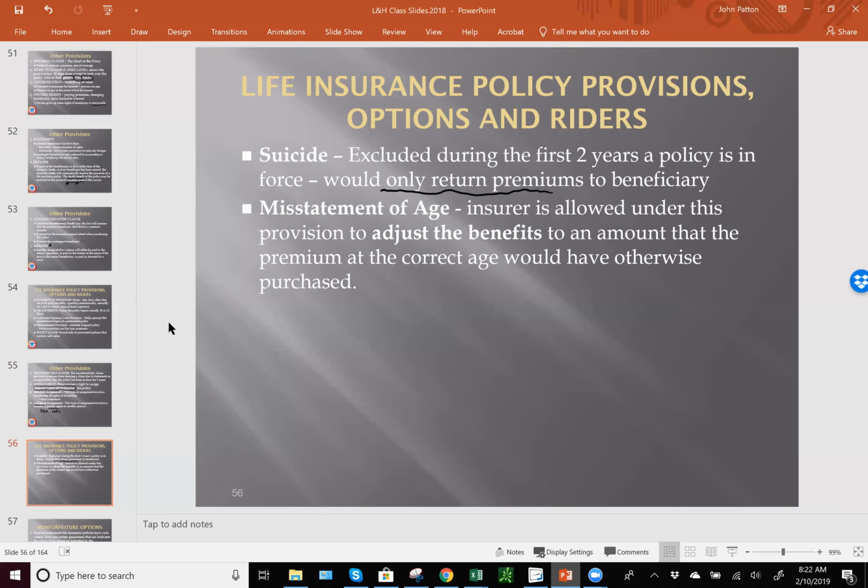And the misstatement of age provision. Now, this misstatement of age provision is included in a policy. It trumps the 2-year period of incontestability, because even after 2 years, as long as a policy is in force, if the insurer finds out the insured lied about their age on their application, they're not going to deny a claim. What they are going to do is adjust any benefit they pay out based on the premiums that they've been paying that whole time. So they're not going to deny a claim. It allows them to adjust the benefits.